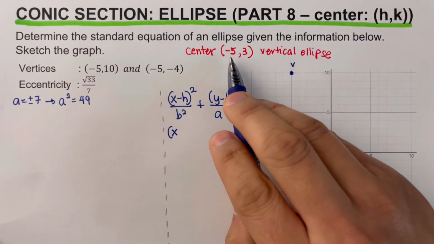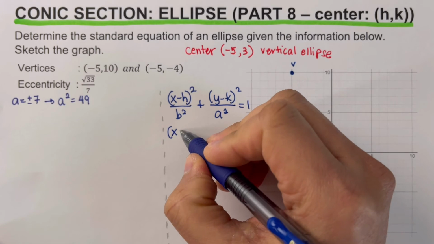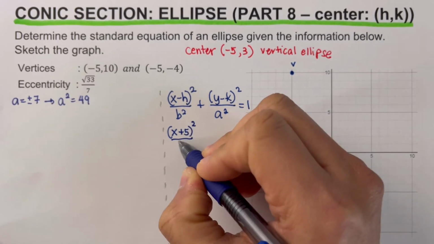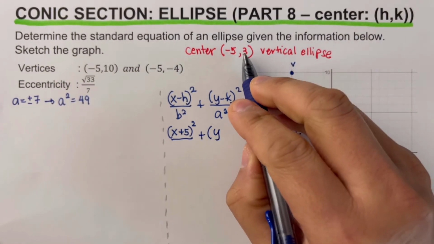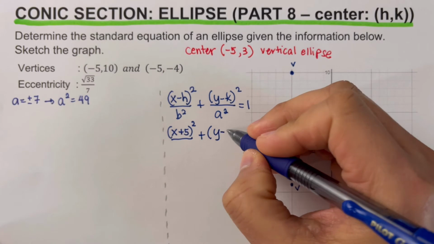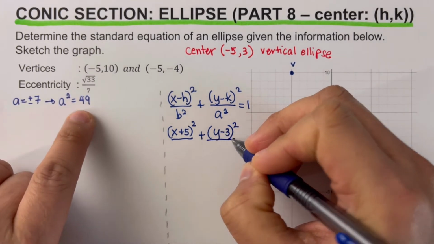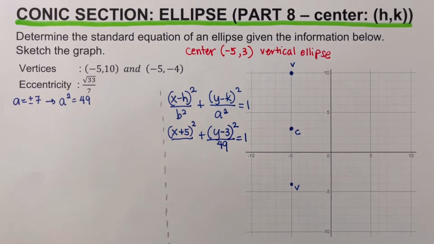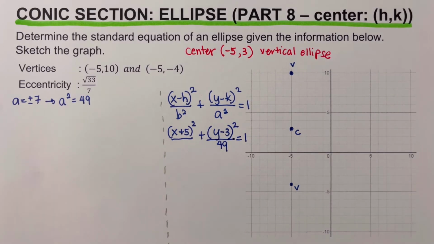We have here our center negative 5. So switch it. So this comes out plus 5 over the b squared is missing. We don't know what it is. And that is plus y. This is a positive 3. So this becomes a minus 3. Then that's squared over our a squared is 49. So I write 49 equals 1. So we are missing the b squared. In this problem, we are not given the b squared.